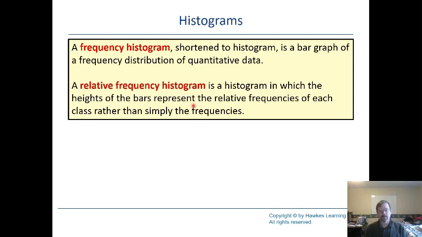Then there's also relative frequency histograms, in which the heights of the bars are the relative frequency instead of the frequency of each class. Visually, they should be identical. If your height of 40 is 10%, all the relative heights will be the same whether you're presenting them as frequencies or as relative frequencies.